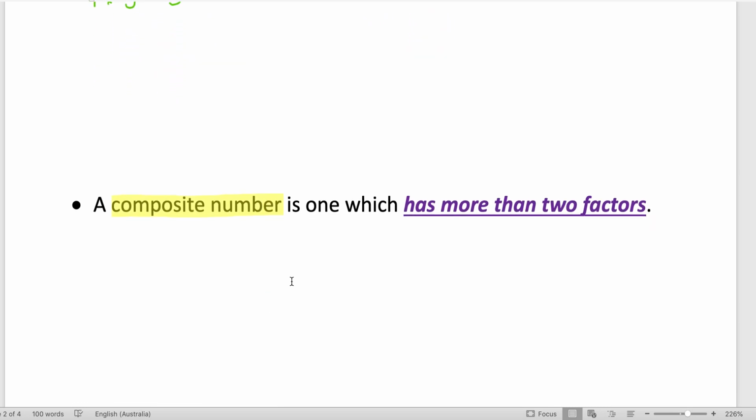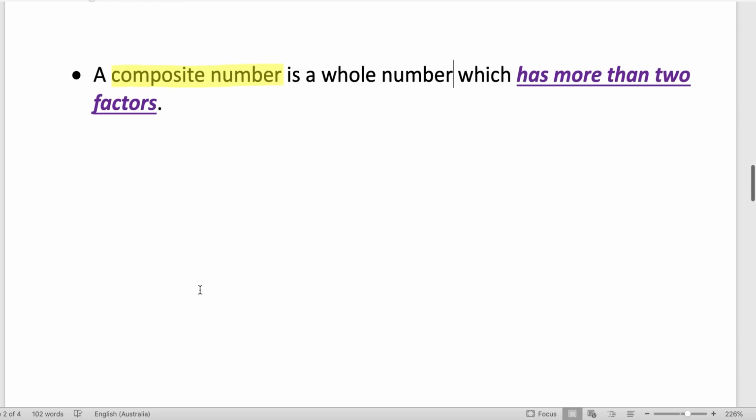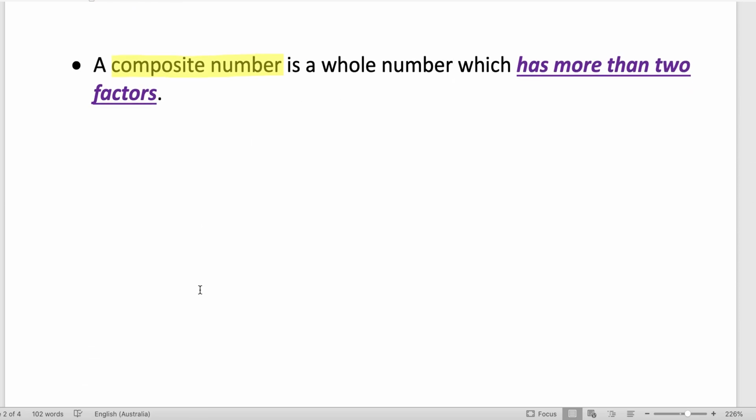I don't like this definition. I think I'm going to rewrite it. A composite number is a whole number which has more than 2 factors. There you go. I prefer that definition there. It's a whole number which has more than 2 factors.